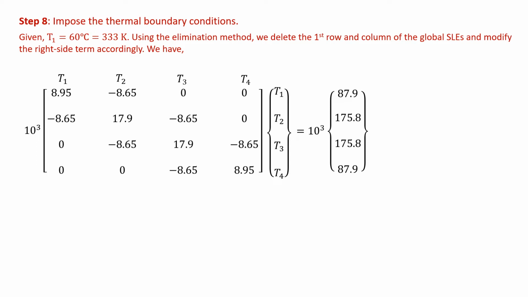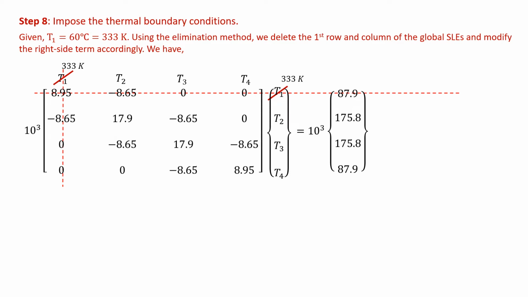So now, let's focus on the specified temperature. In this case, T1 is specified, which is equal to 60 degrees Celsius or 333 Kelvin. Therefore, we can eliminate the row and column for T1.